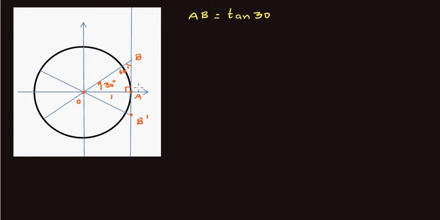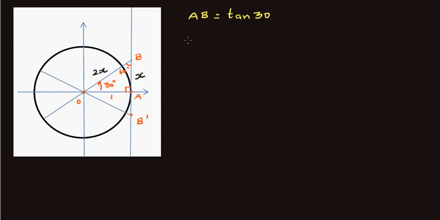So we know in a right angle triangle, if an angle measures 30 degrees, the side opposite to it is always half the hypotenuse. So, let me use black, if AB is x, this is going to be 2x. And that's what we have proved, that sine 30 is half, because sine is opposite over hypotenuse.